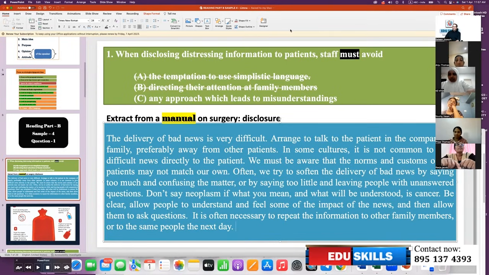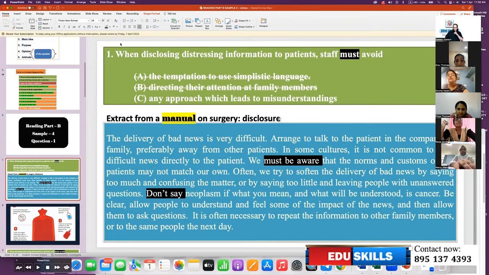There are certain things you must avoid or you should not do. So could you find some synonymous expressions of must, mandatory words? Yes, must. We must be aware. Okay, often. Any other mandatory words? Don't say. Does it mean don't speak, don't say? Is it a mandatory expression? Yes, father. Don't speak, don't say, don't do.